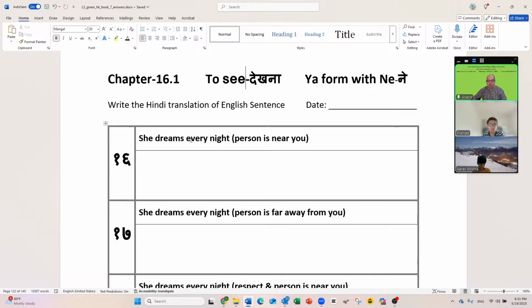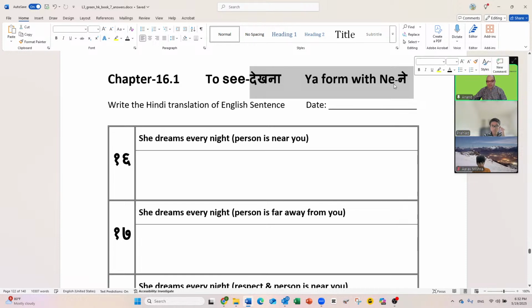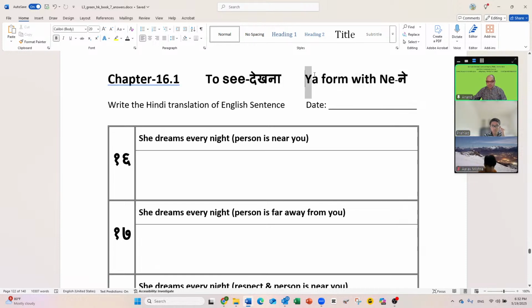And in ta form, do we use ne? No. Then you're saying isne, right? So what do you have to say instead? You can't use ne. It's ta form. Only ya form uses ne. Only ya form is right at the top of your page.